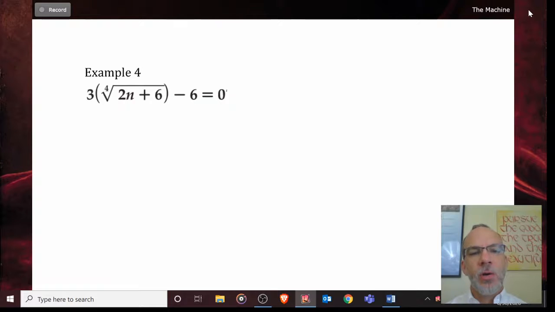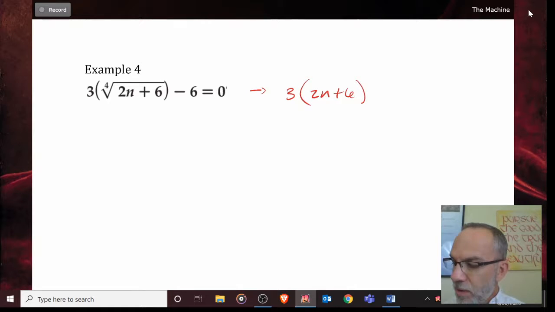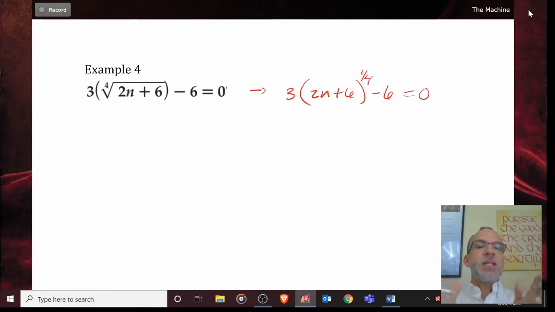All right, so this one, I see the equal sign. I see my variable now, which is n. It's in a package. It's the 4th root, and then it's all in the group, and then I got the 3 over here. If you wanted to write it in radical form, you could do it like this. This would be 3 times 2n plus 6 to the 1/4 minus 6 is equal to 0. That says the same thing, so get used to seeing both of those.